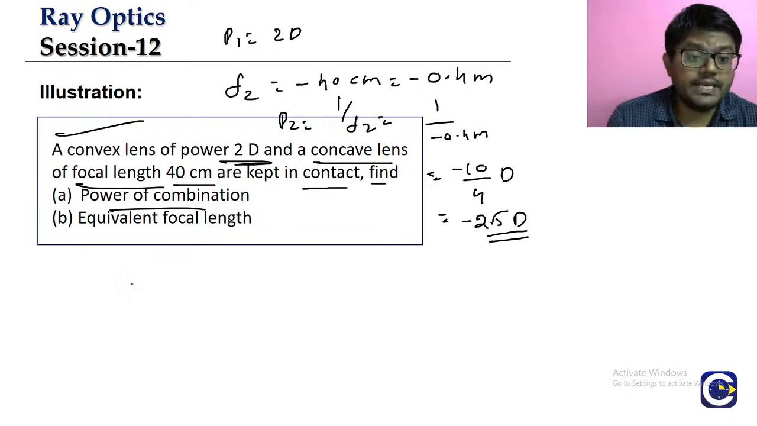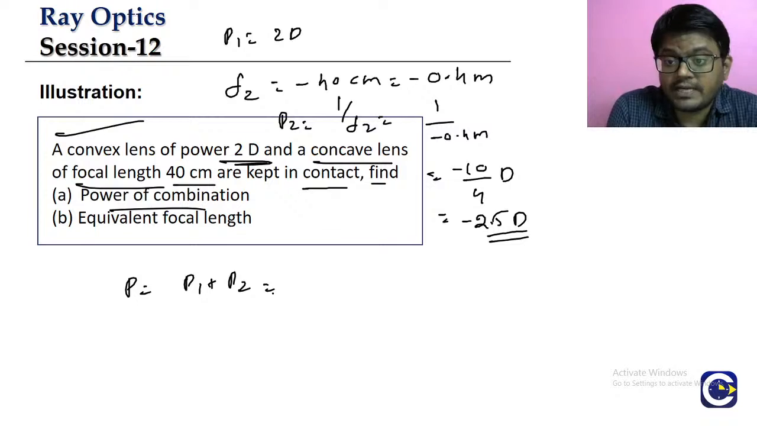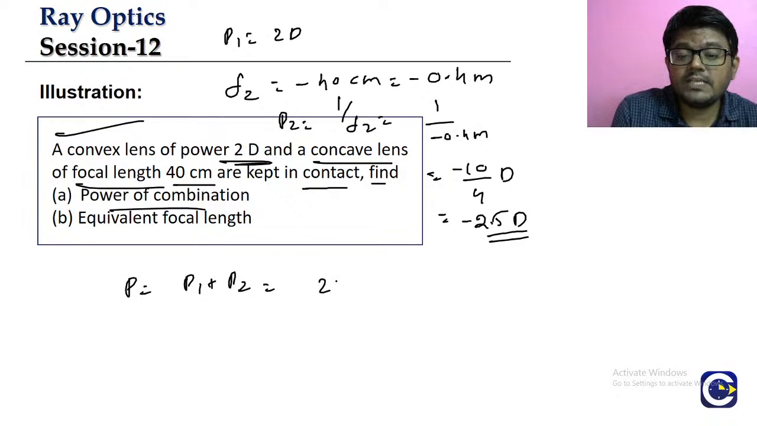These two are kept in contact. Find the power of the combination. What is the straight formula? Check it up, guys. The power of the combination is P1 plus P2, because they are kept in contact, which means P1 is 2 diopter.